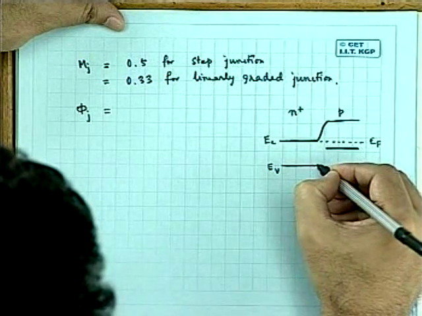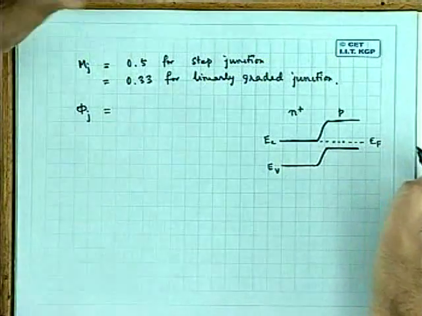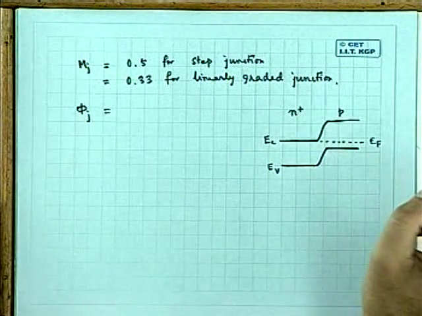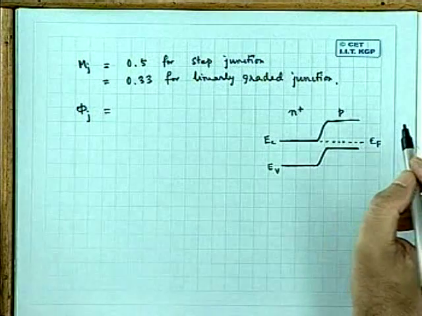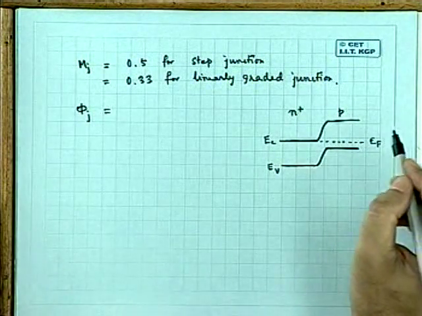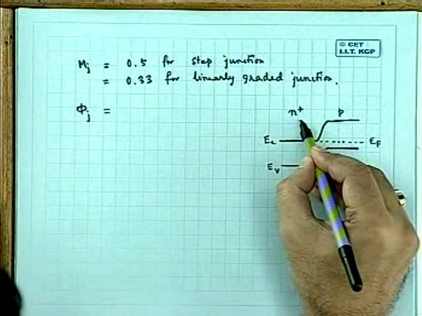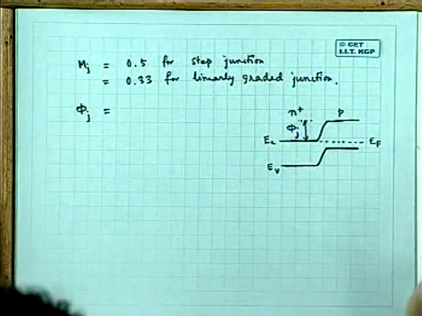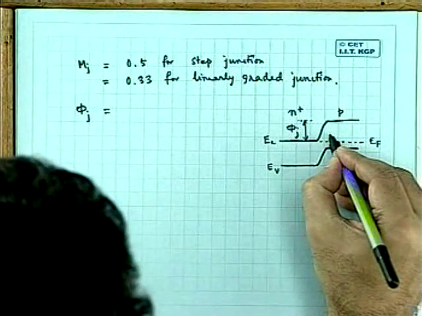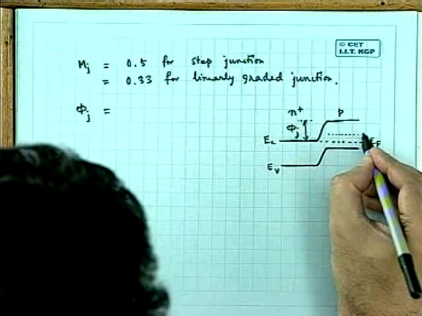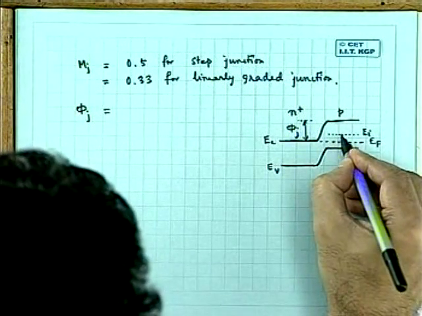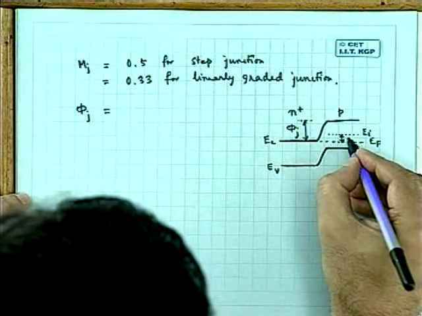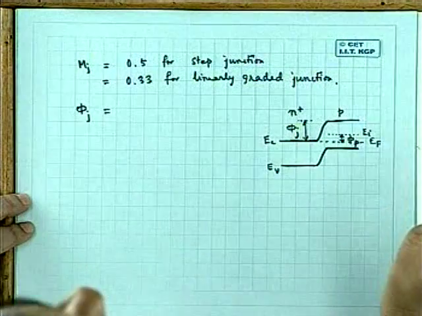So this will be the nature of the energy band diagram for the N plus P junction in equilibrium without any bias. So this is nothing but your phi j, the built-in potential. This is your intrinsic Fermi level. This is your so-called phi p, or phi F. Here in these models we are calling it phi p.